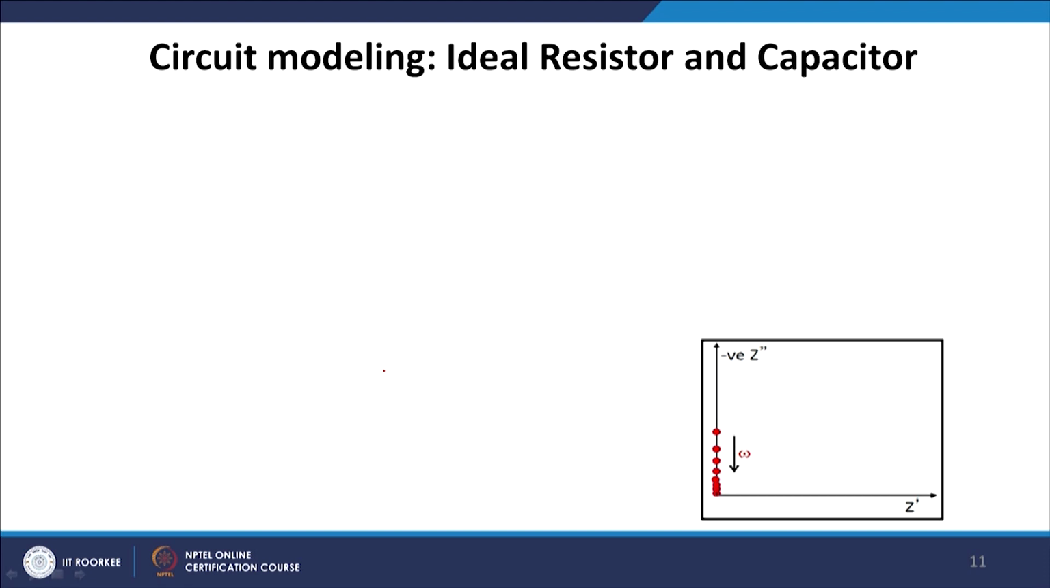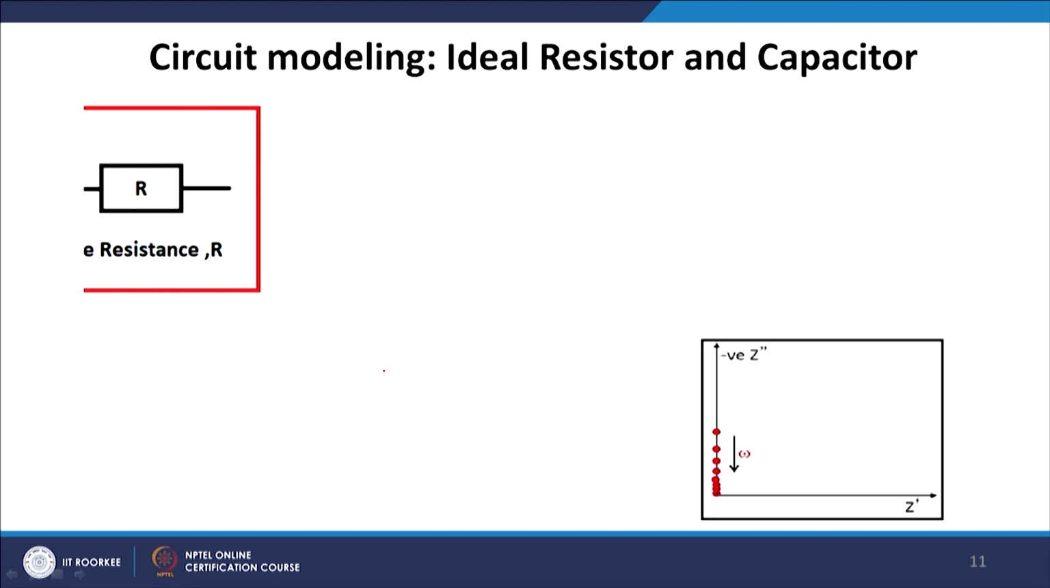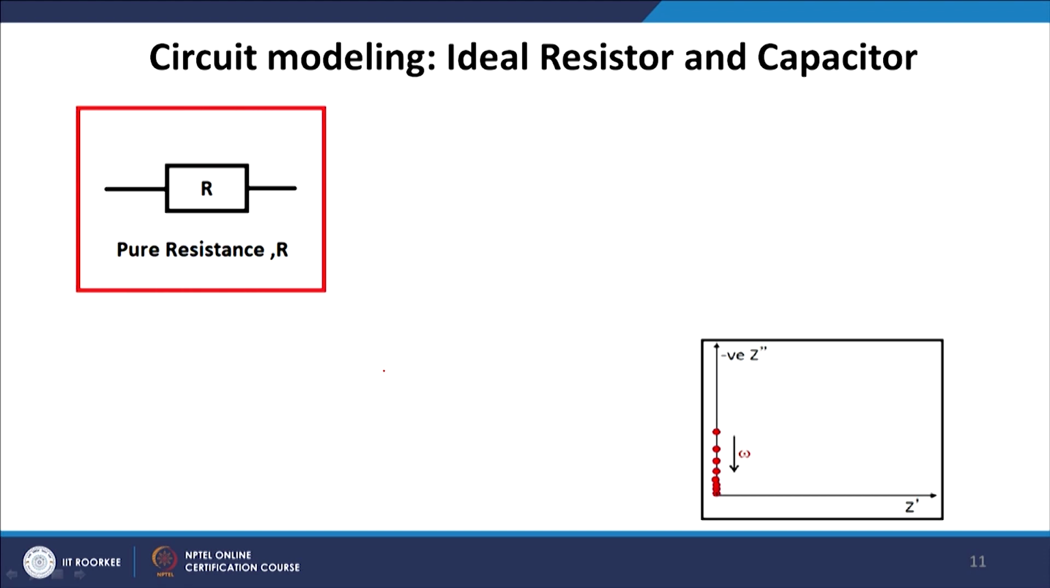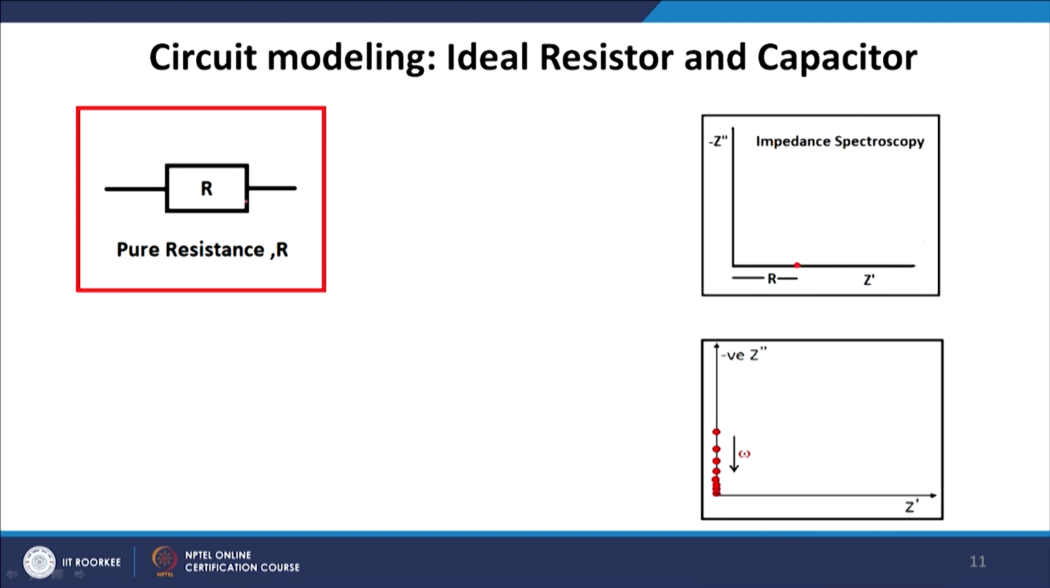Now, let us talk about the circuit modeling for an ideal resistor and capacitor. If I have an ideal resistor, which is a pure resistance, then the impedance spectroscopy data, if I plot Z prime versus Z double prime, is just a dot on the real x axis, and the position of this dot is the value of the resistance. If it is 100 ohm, that means this length is 100 ohm.